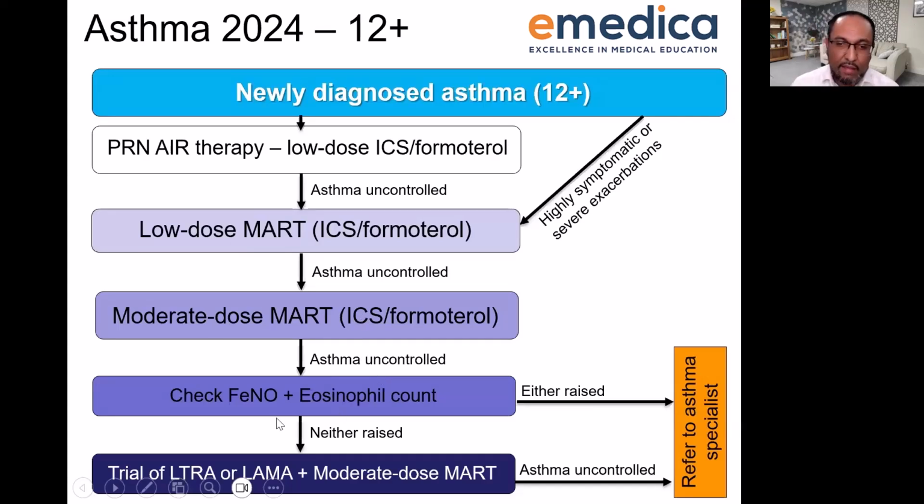Still not well controlled? At this stage, again, this is a big change in the new guidelines, because what you do now is check FeNO again and check their eosinophil count. If either's raised, refer them to an asthma specialist. If neither's raised, then you could trial either putting them on montelukast, so a leukotriene receptor antagonist, or a LAMA, long-acting muscarinic antagonist, alongside continuing the moderate-dose MART. Still not controlled on that, refer them to an asthma specialist. So this is the guideline for adults.